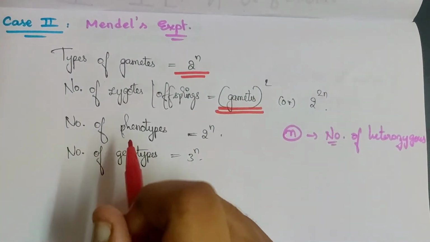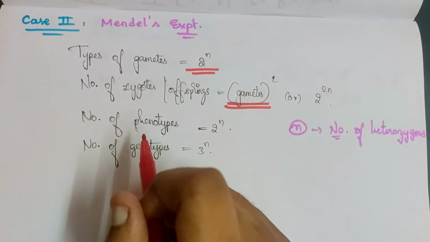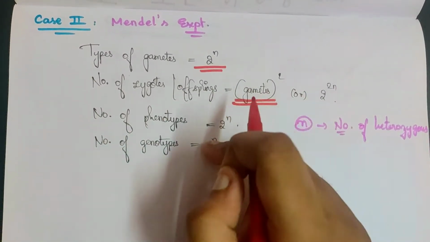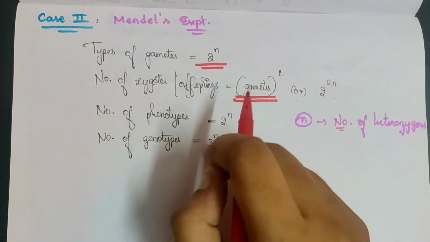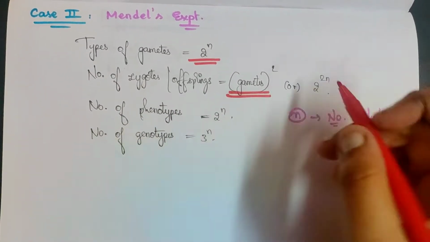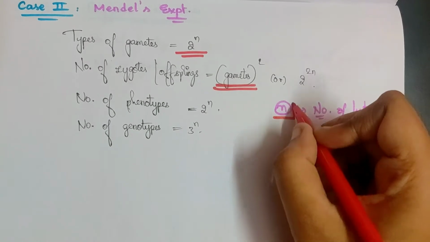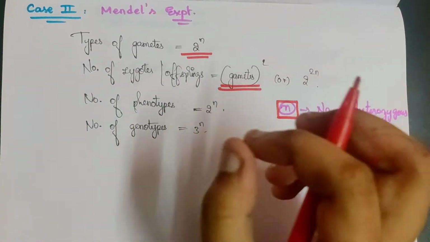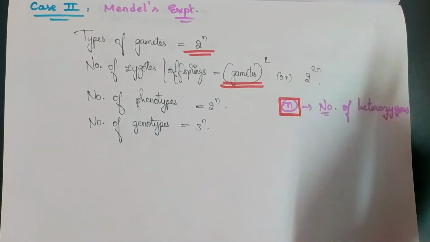If they are asking for the number of phenotypes in Mendel's experiment, you should write 2 power n, and the number of genotypes is 3 power n. What is n here? You will have the doubt, right? n is nothing but the number of heterozygotes. We'll see one question on this, so you can understand very easily.